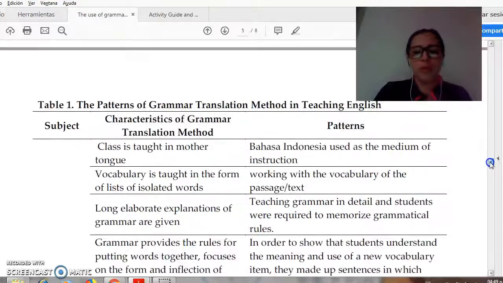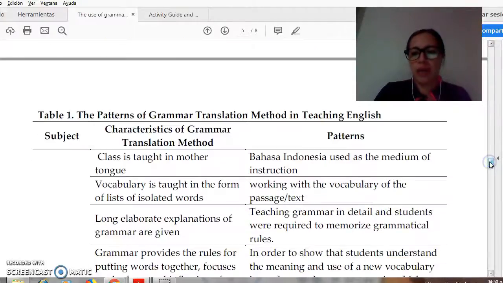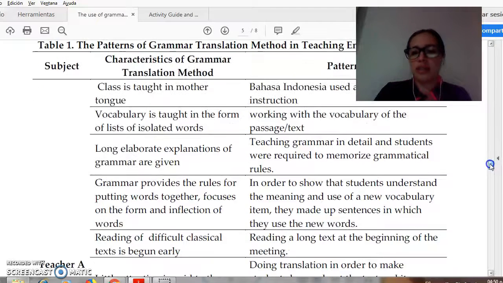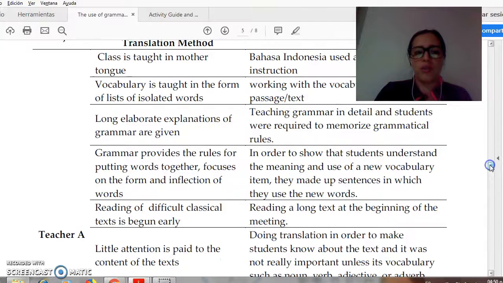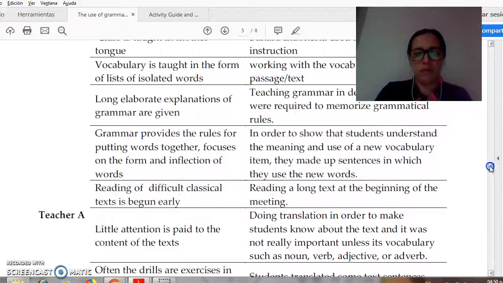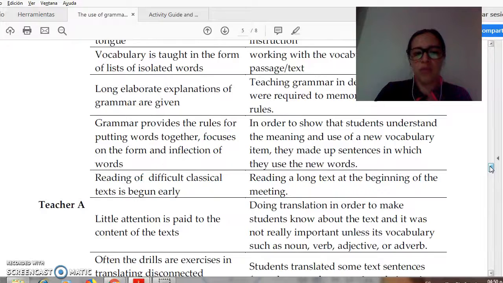Now, they found also 9 patterns in the grammar translation method. One is that the class is taught in mother tongue. Second, vocabulary is taught in the form of lists of isolated words. Third, long, elaborate explanations of grammar are given. Fourth, grammar provides the rules for putting words together, focuses on the form and inflection of words.